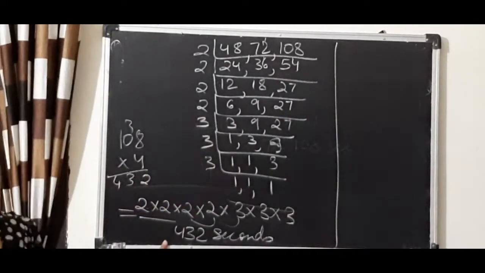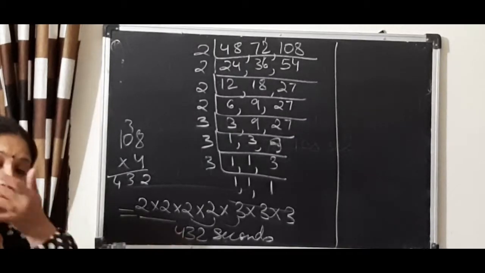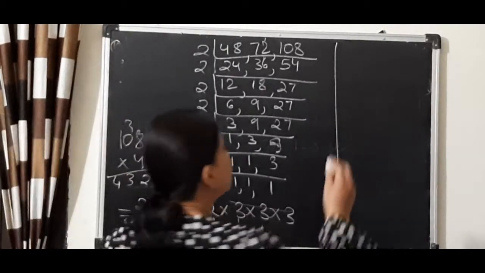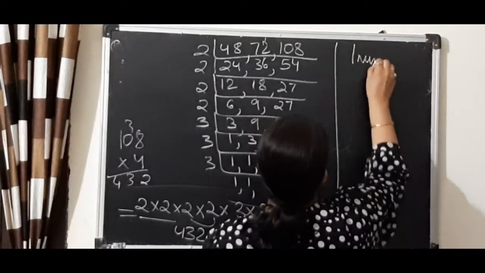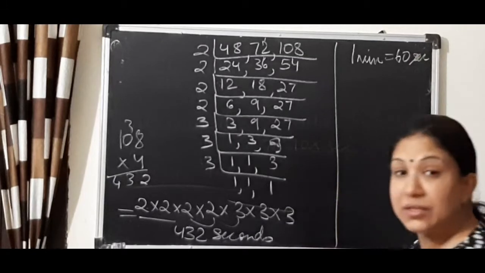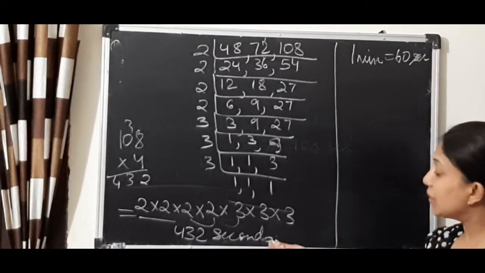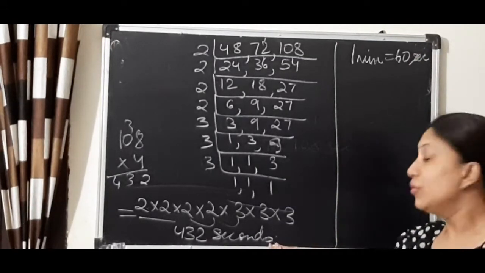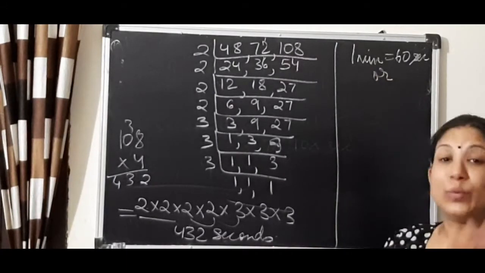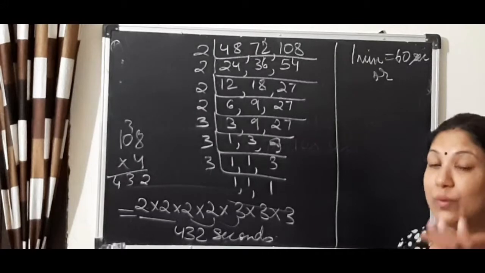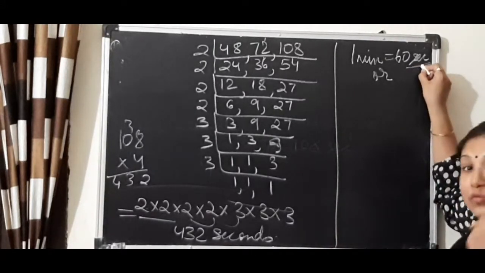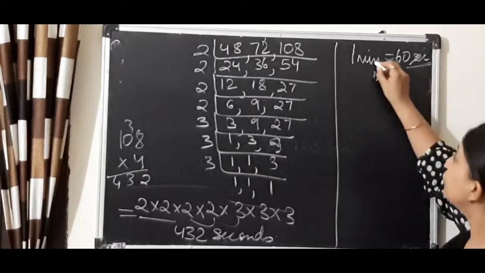After taking out the LCM, you can do one more thing: you can convert this into minutes. We know 1 minute is equal to 60 seconds, right? But children, see, what is it given in? The values are given in seconds. So whenever you want to find a value, like here, I don't want to convert into seconds, we want to convert it into minutes.